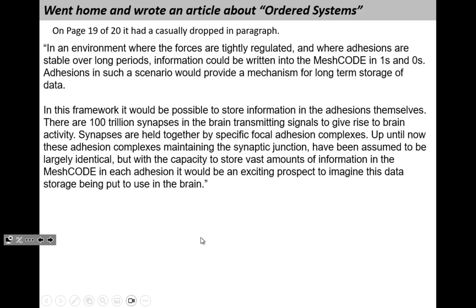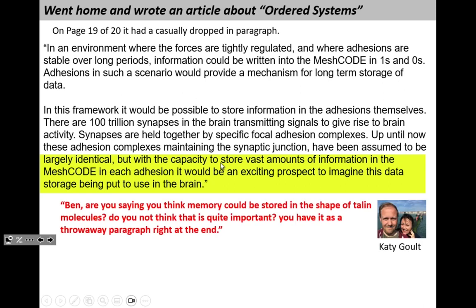But on page 19, at the very end, I had a statement saying that it could be an exciting prospect to imagine this data storage being put to use in the brain. And that was just a throwaway comment. And Kate, who sat at the front, my wife, she read it, she's been very helpful for reading all this stuff, and she said, are you saying you think that memory could be stored in the shape of Talin molecules? And then asked, do you not think that's quite important, that you've got a throwaway paragraph at the end? So that went straight in the bin. And then I went away and we rewrote it.